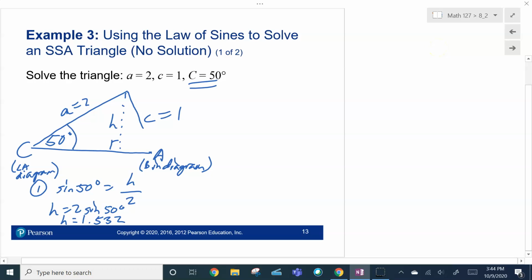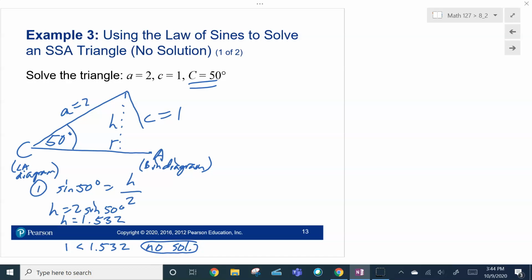Okay, so since 1 is less than 1.532, 1 is the side length opposite. In terms of the diagram, that's A and H. There's no solution. There's no triangle that's going to work here.